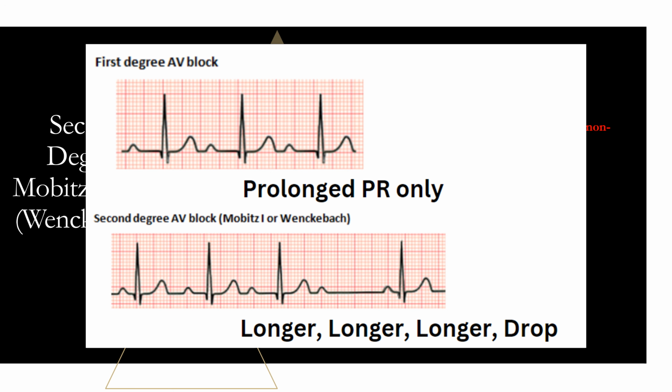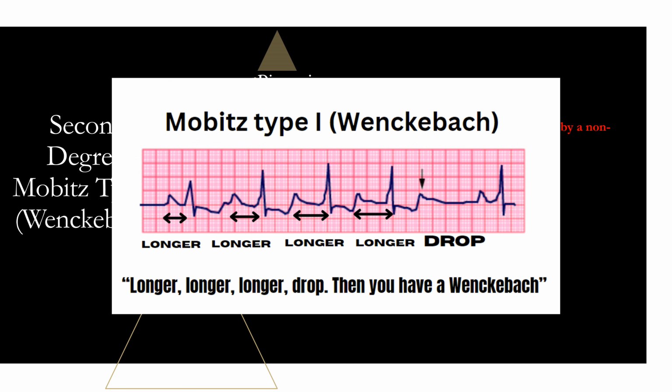So I have another rhyme for you with a Mobitz type 1, aka Wenckebach. The PR interval gets longer and longer and longer until it eventually drops a beat. So for Wenckebach, remember the rhyme, longer, longer, longer, drop, then you have a Wenckebach, because the PR interval gets longer and longer until it drops. Another way I've heard of remembering it is by remembering the W in Wenckebach stands for warning, because the PR interval progressively gets longer and longer and kind of warns you of the impending drop.